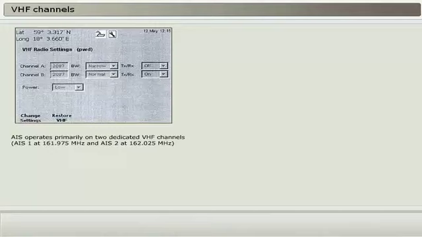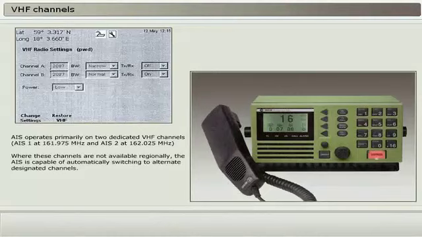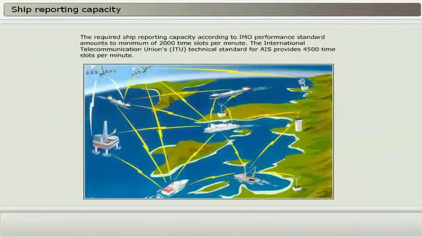AIS operates primarily on two dedicated VHF channels, AIS-1 at 161.975 MHz and AIS-2 at 162.025 MHz. Where these channels are not available regionally, the AIS is capable of automatically switching to alternate designated channels. The required ship reporting capacity, according to IMO performance standards, amounts to a minimum of 2,000 time slots per minute. The International Telecommunication Union's ITU technical standard for AIS provides 4,500 time slots per minute.